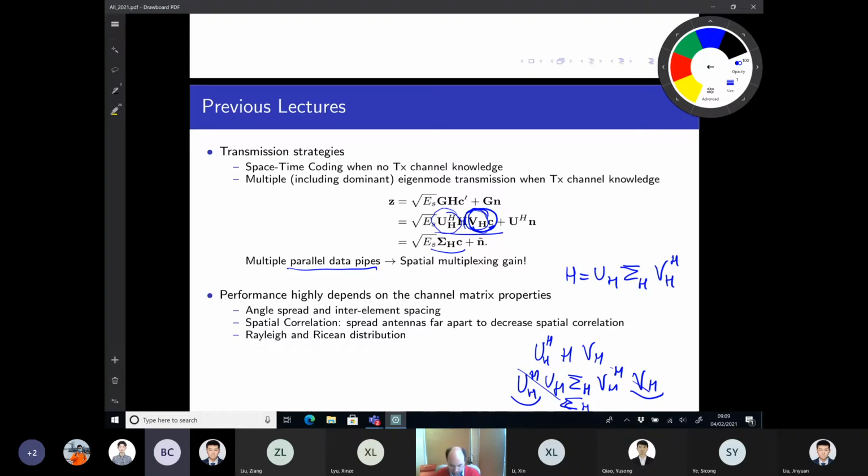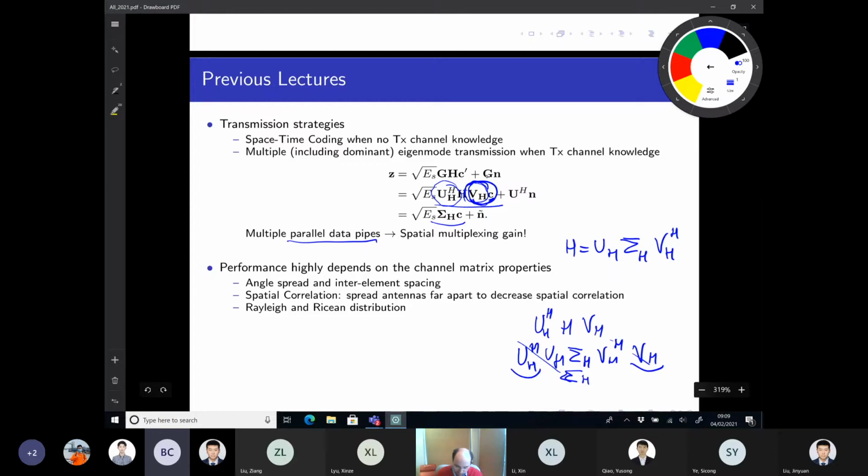So this is what we did last week. Now, if you do that, it means what you transmit is essentially VH multiplied by C. So now your covariance matrix of the input, this is your transmit signal, you have to compute the covariance matrix of this. C, we assume, is always Gaussian distributed, circularly symmetric complex Gaussian.